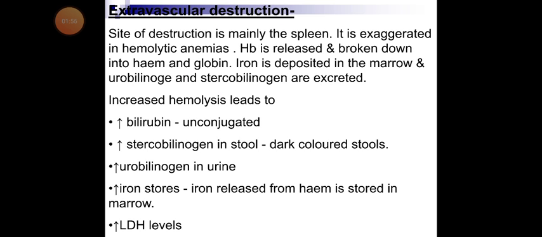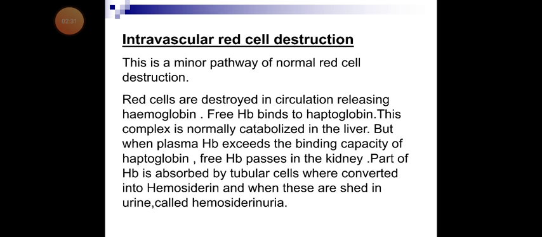Remember that in extravascular destruction, the site of destruction is mainly the spleen, and it is exaggerated in hemolytic anemia. Hemoglobin is released and broken down into heme and globin. Iron is deposited within the marrow, and urobilinogen and stercobilinogen are excreted. So the increased hemolysis by extravascular destruction leads to increased unconjugated bilirubin, increased stercobilinogen in the stool, that is dark colored stool, increased urobilinogen in the urine, increased iron store, and increased LDH levels.